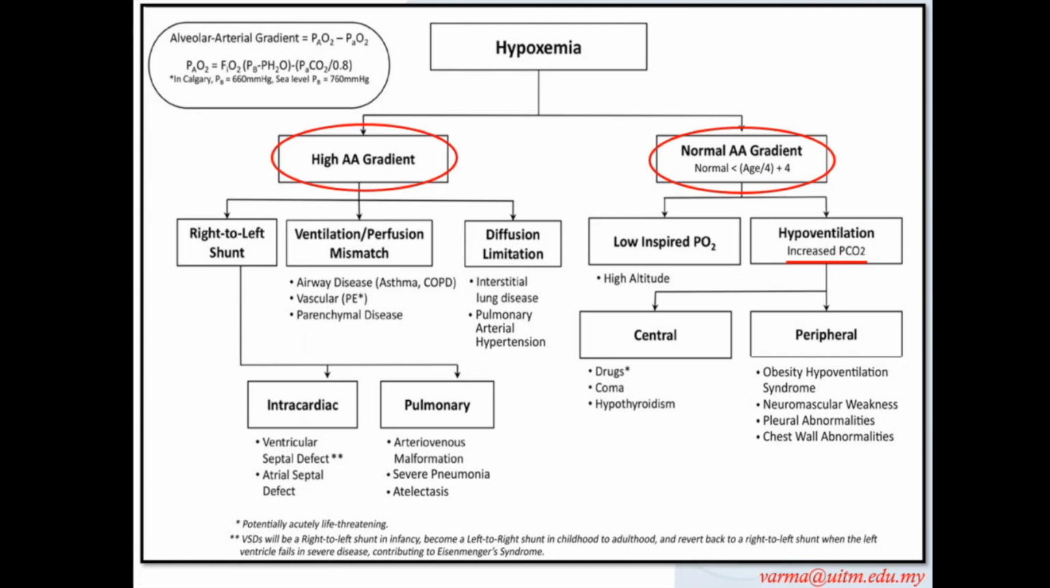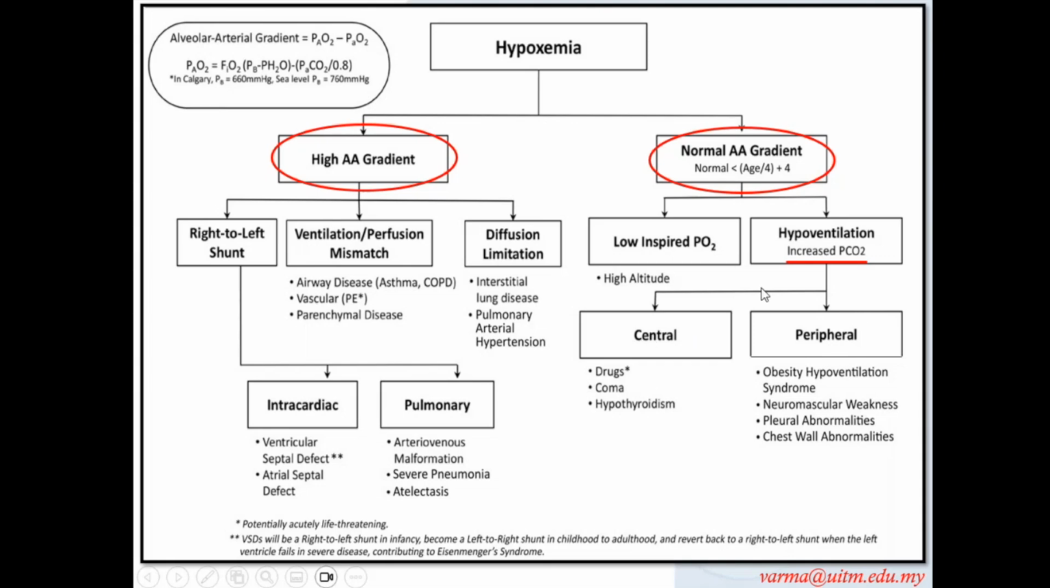Hypoventilation is a drop in minute ventilation. It could be low tidal volume or low respiratory rate. It could be central causes or peripheral causes. Central causes could be drugs, most commonly opioids, or coma due to hypoglycemia, thyroid myxedema coma, or a patient on any central depressant drugs, or hypothyroidism. All these are central depressants of respiration, which is called hypoventilation.